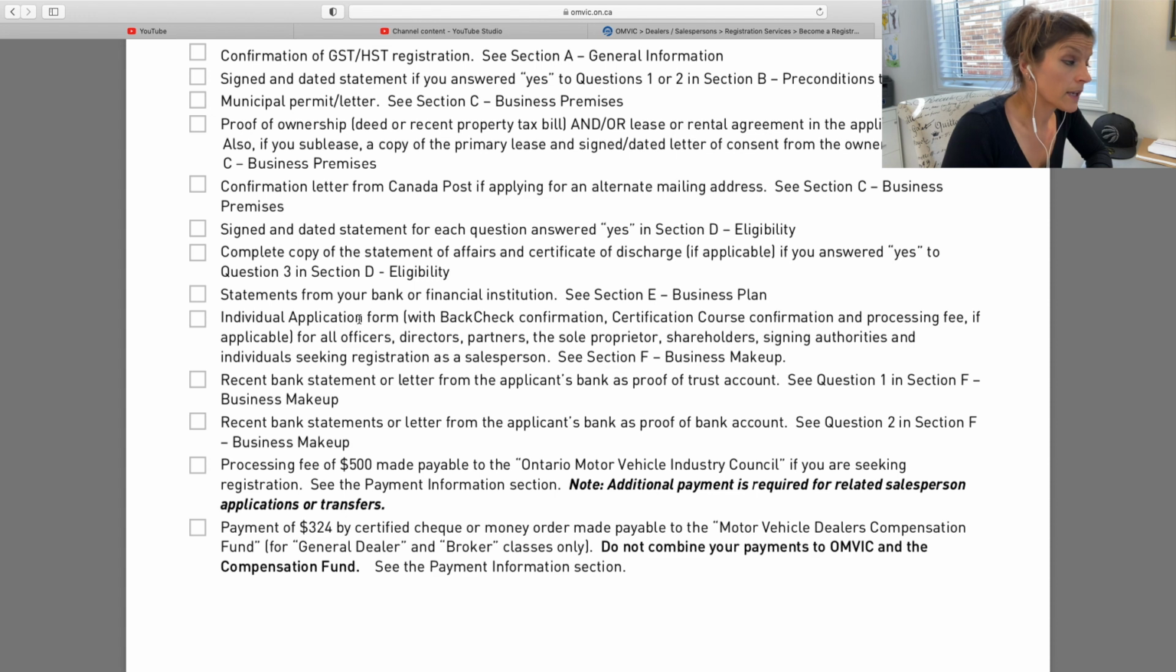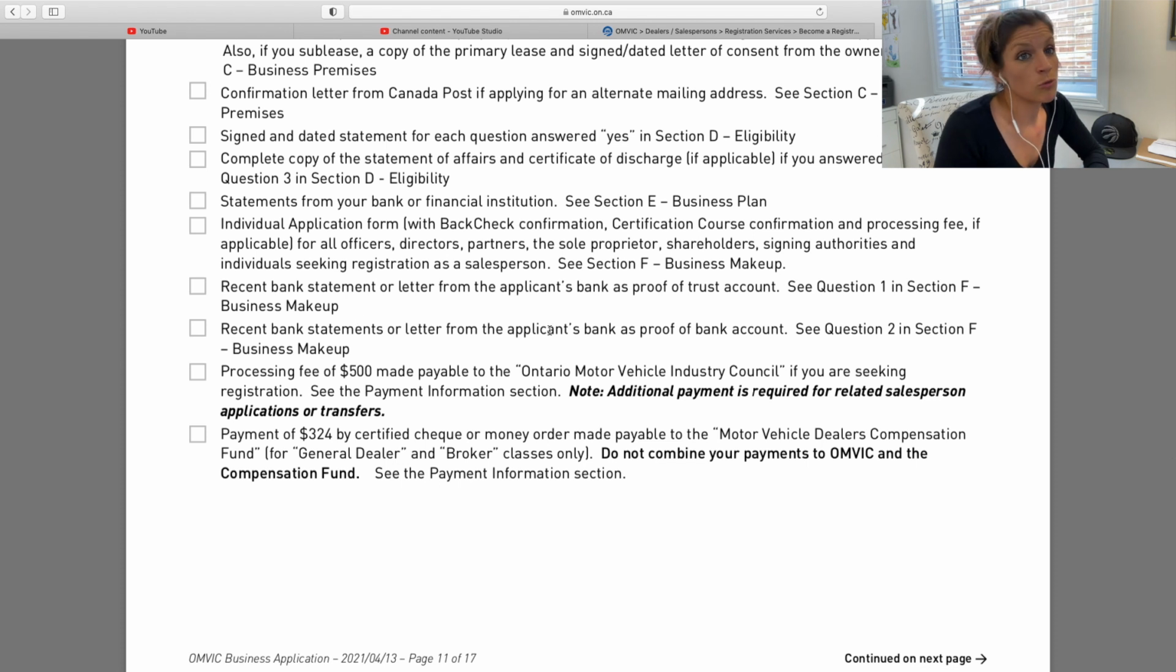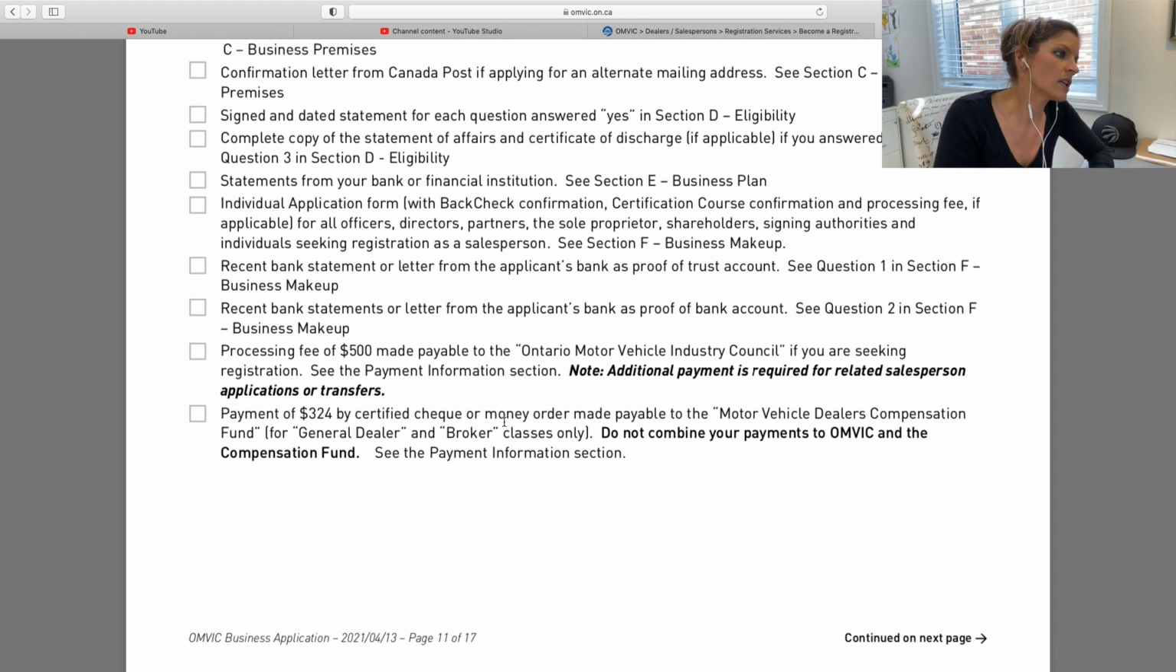And the processing fee for this application is $500, and that's payable to OMVIC. And you also have to pay $324 to the Motor Vehicle Dealers Compensation Fund. And they're saying here, please make sure you don't combine the payments to OMVIC. Make sure you do 2 separate checks, basically.